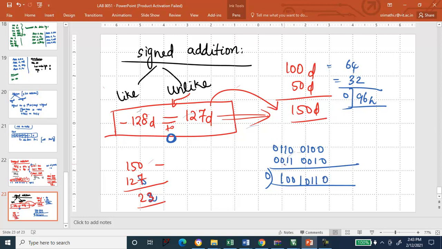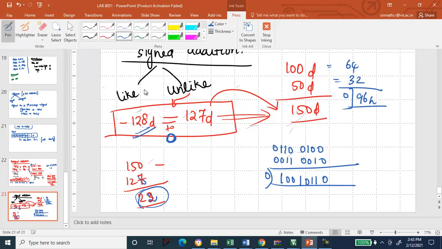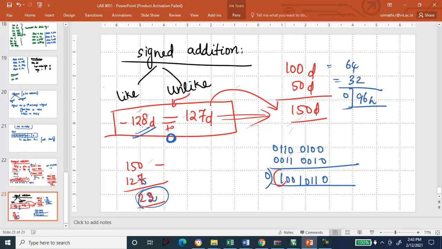So let me subtract 150 decimal with this range first. Minus 128, I will be having 22. This is 96H, 1001 0110 is 96H, and we are doing signed addition. So what does the most significant bit represent? This represents your sign.